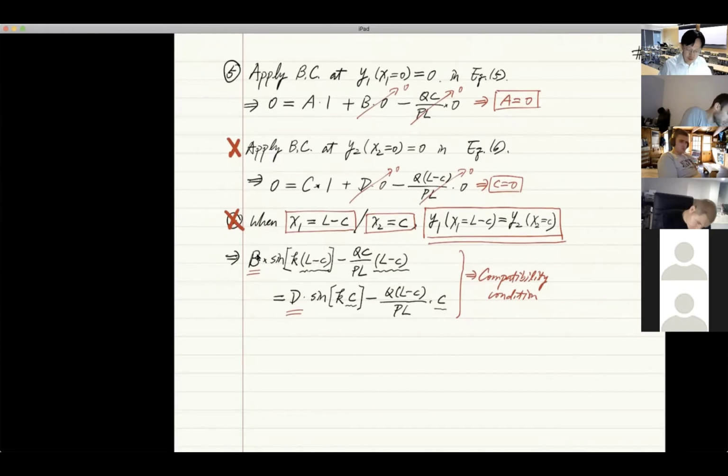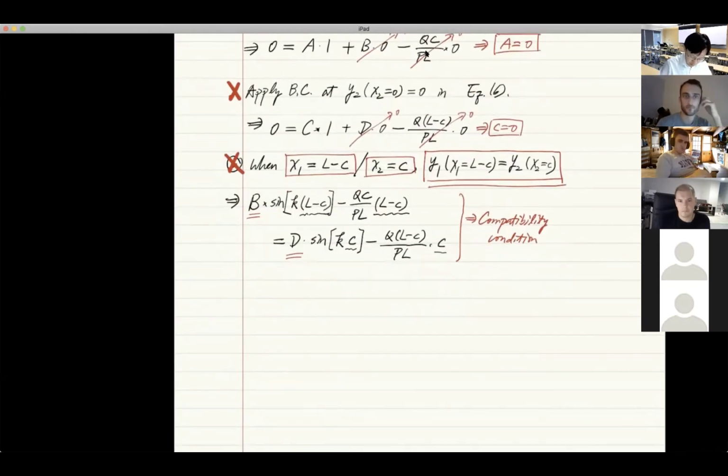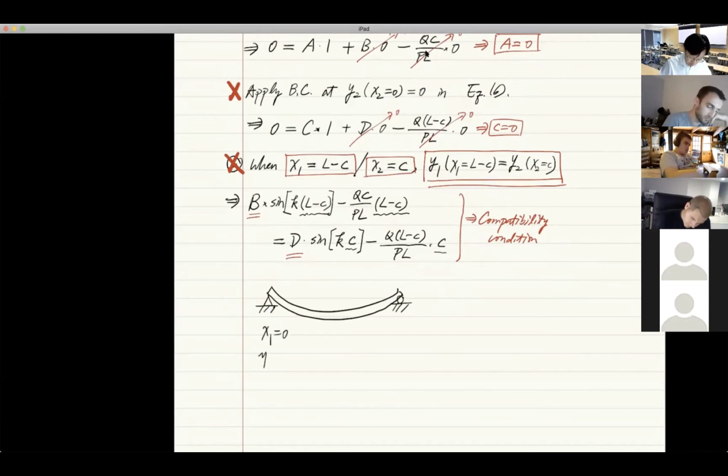Okay. So first, from step 5, we apply the boundary condition at y1 when x1 is 0. And that means what? That means this, for the beam column, which is something like that. The first boundary condition we applied was here. When x1 is 0, y1 should be 0, which is this point right here, right?